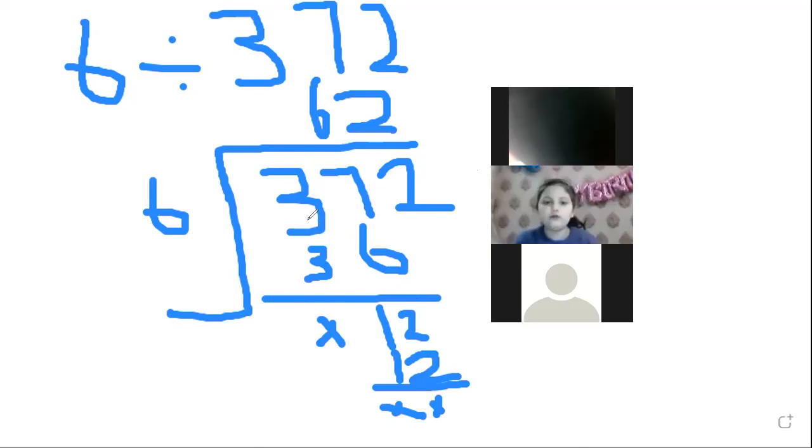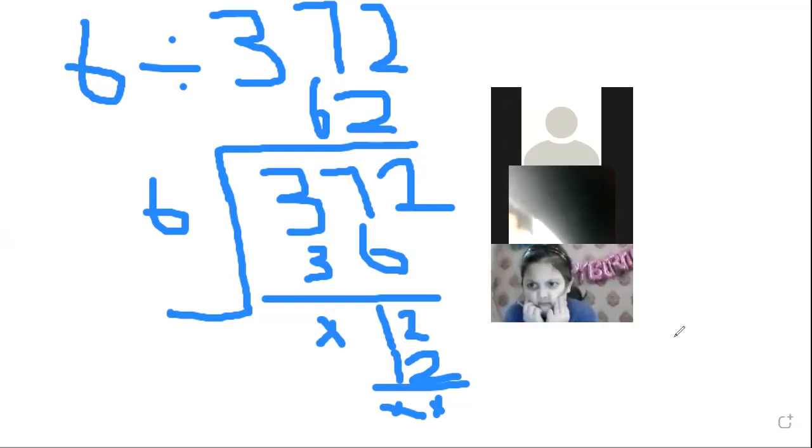Okay, so in this question, 37 is not present in the table of 6. So we will have to find a number which is present in the table of 6 and is less than 37, and it's 36. So 6 6s are 36. Now we will do subtraction. 2 is left. We will take down the 2. Now it's 12 and 6 2s are 12. If you don't understand, then practice it at your home. Okay?